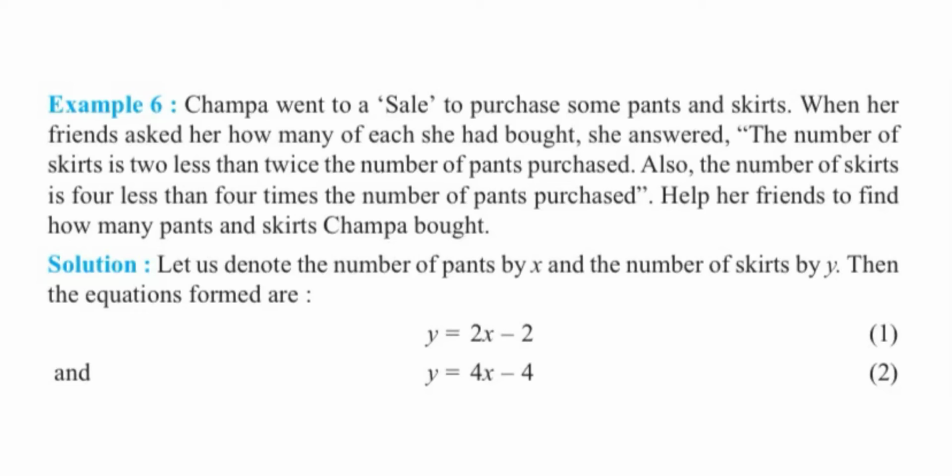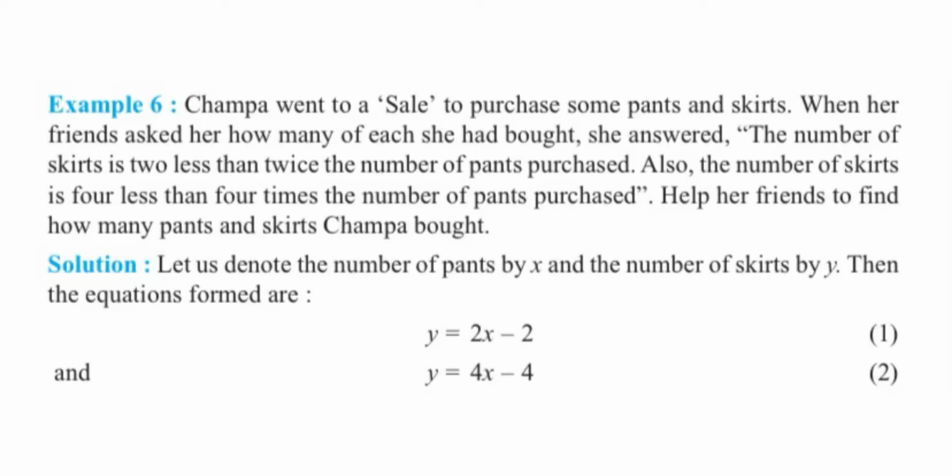The number of skirts, which is y, is 2 less than twice the number of pants. Twice the number of pants means 2x. So the number of skirts, that is y, is twice the number of pants minus 2. That is, y is equal to 2x minus 2, which is our first equation.